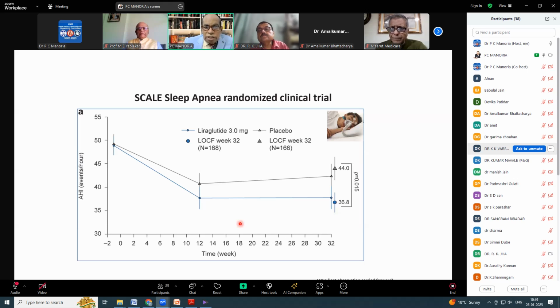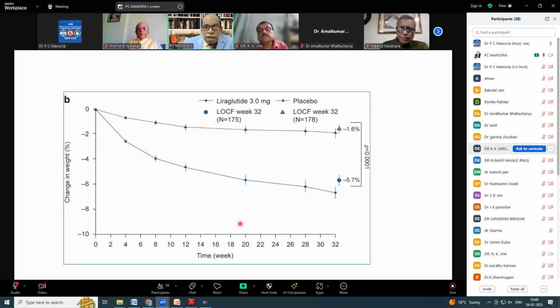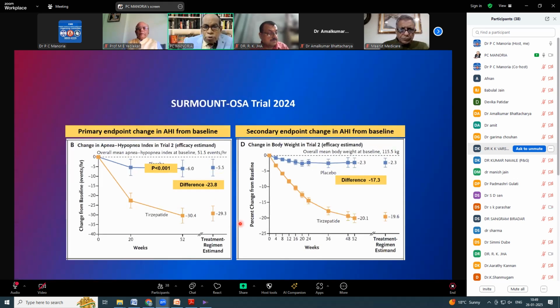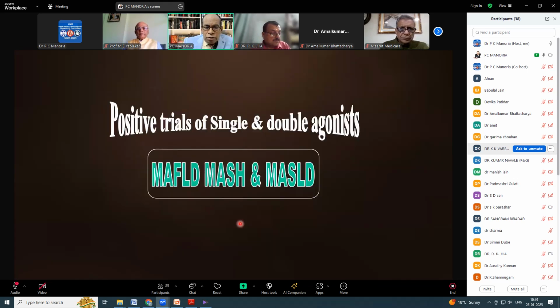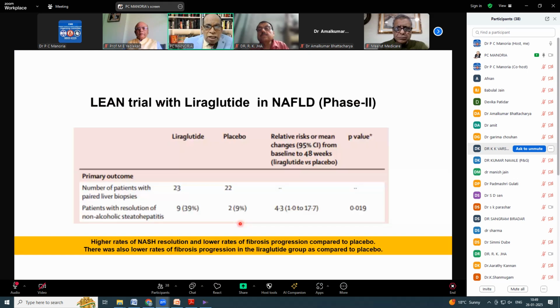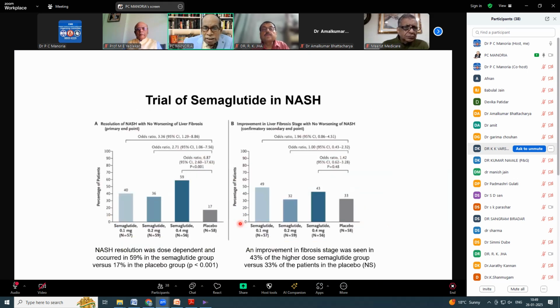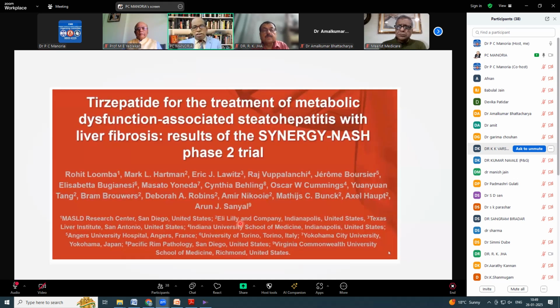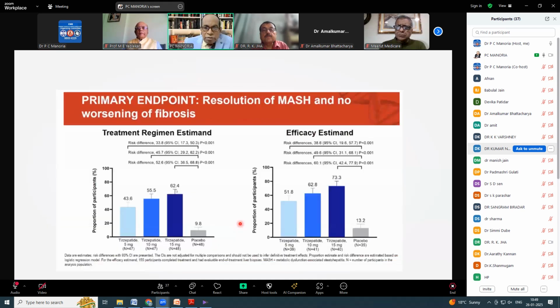This is the SCALE trial with liraglutide, which has shown improvement in the apnea-hypopnea score. In the SURMOUNT trial, whether you were on CPAP or not on CPAP, again, it has shown improvement. And NAFLD or MASH and MASLD has also shown benefit. This is the LEAN trial with liraglutide. Semaglutide has also shown improvement, reduction in the fibrosis stage with no worsening of NASH. A trial is ongoing. The preliminary results were announced in the recent past. And we also have the SYNERGY-NASH trial ongoing with tirzepatide, which has shown benefits.